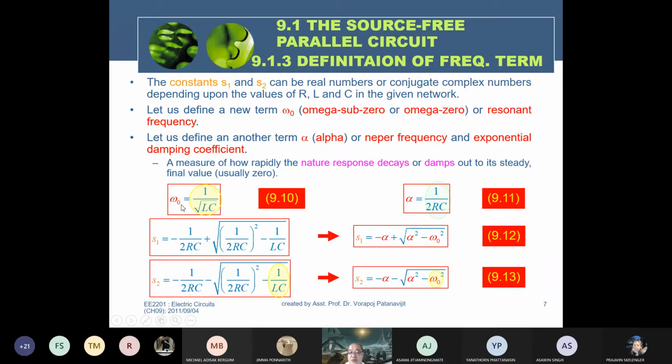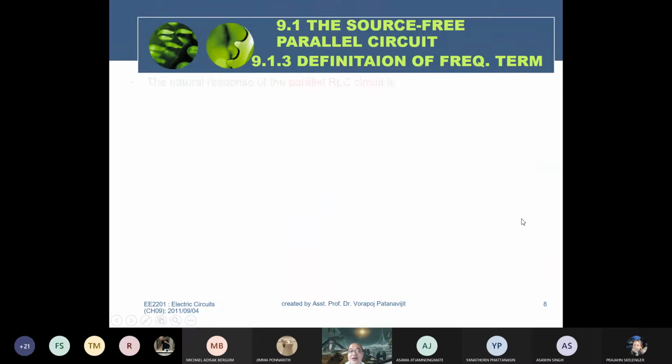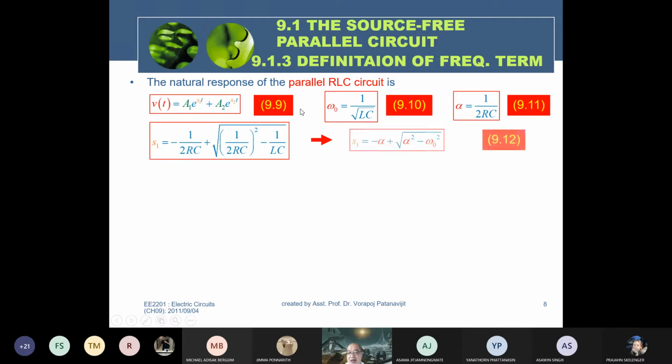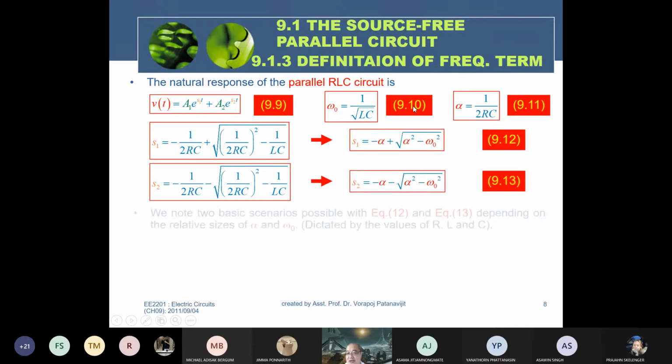Therefore, after this, you must remember alpha, omega, and remember s in the form of alpha and omega instead of the original form. Remember equations 10, 11, 12, and 13 respectively. Why do I ask you to remember this? Because in the near future we will use this to solve for the natural response of the parallel RLC circuit. The general solution is in equation 9. Omega 0 is expressed in equation 10. Alpha is expressed in equation 11. s1 and s2 are in the form of alpha and omega, expressed in equations 12 and 13.